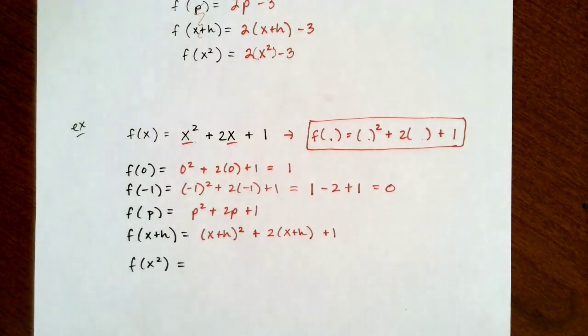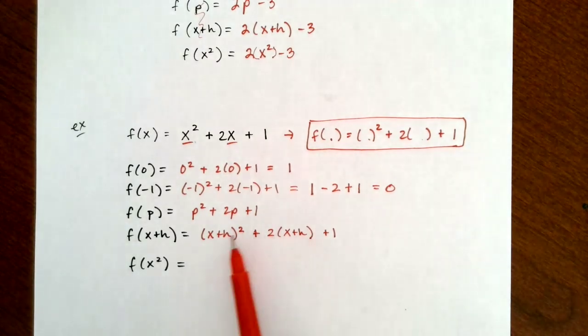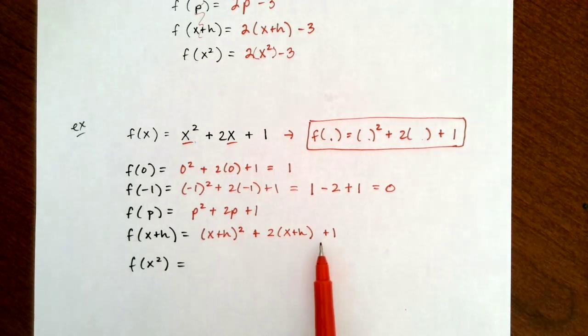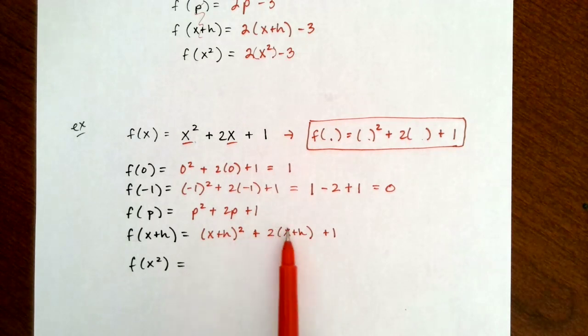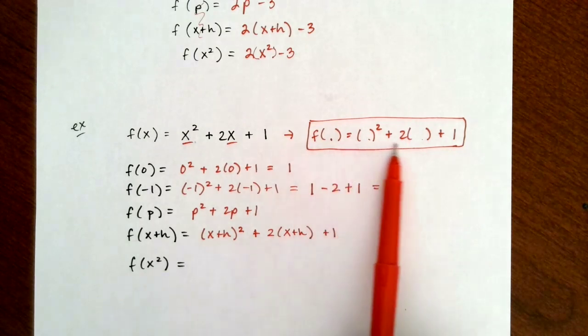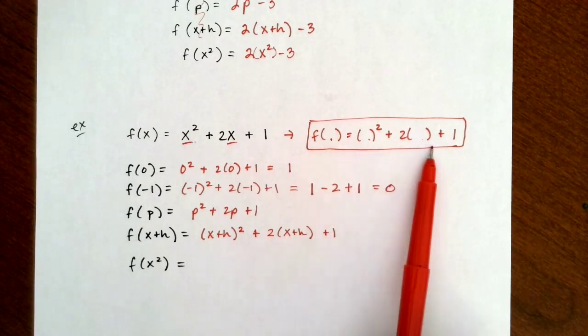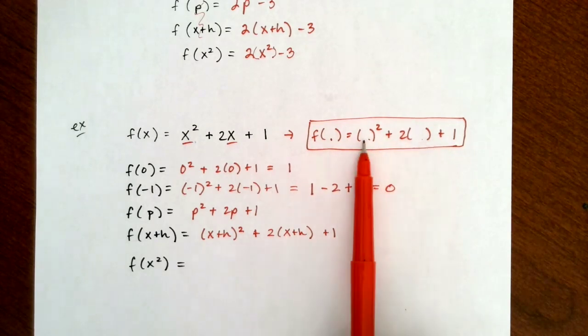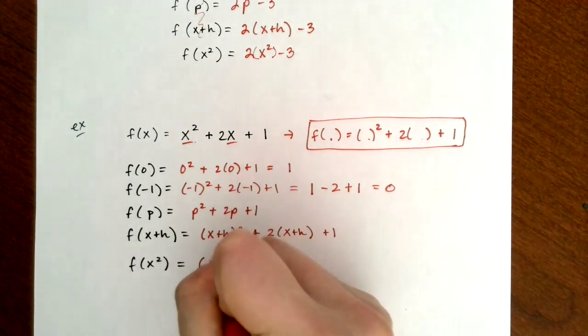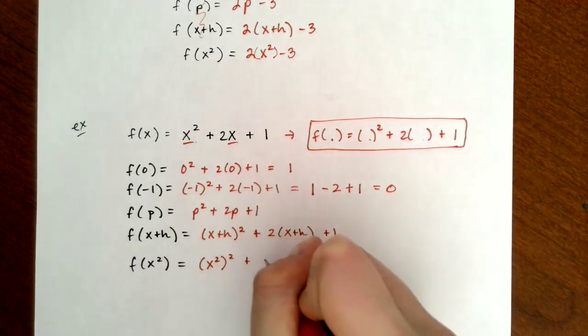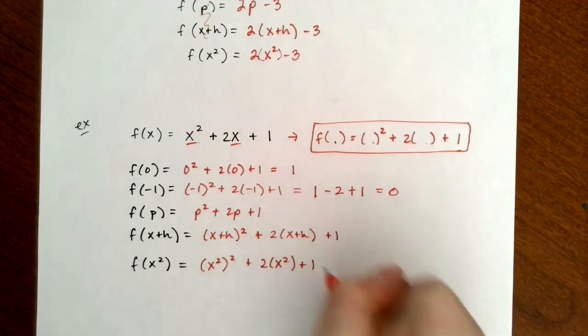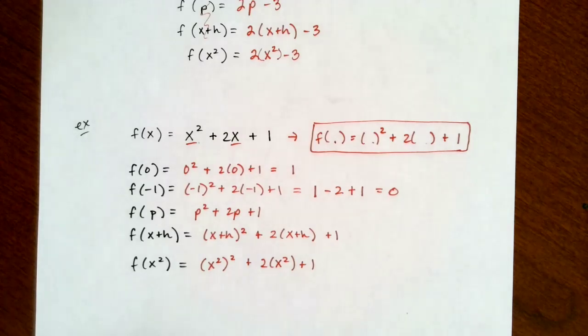And again, for the sake of this problem, we don't need to expand this. But if we did, in the course of something else, we would have to FOIL this out, x plus h times itself, distribute the 2 into these parentheses and so on. All right, one more, f of x squared. Again, I'm going to use this to help me out so I don't get distracted by the other x's. I'll put x squared here and here. And we have x squared squared plus 2x squared plus 1.